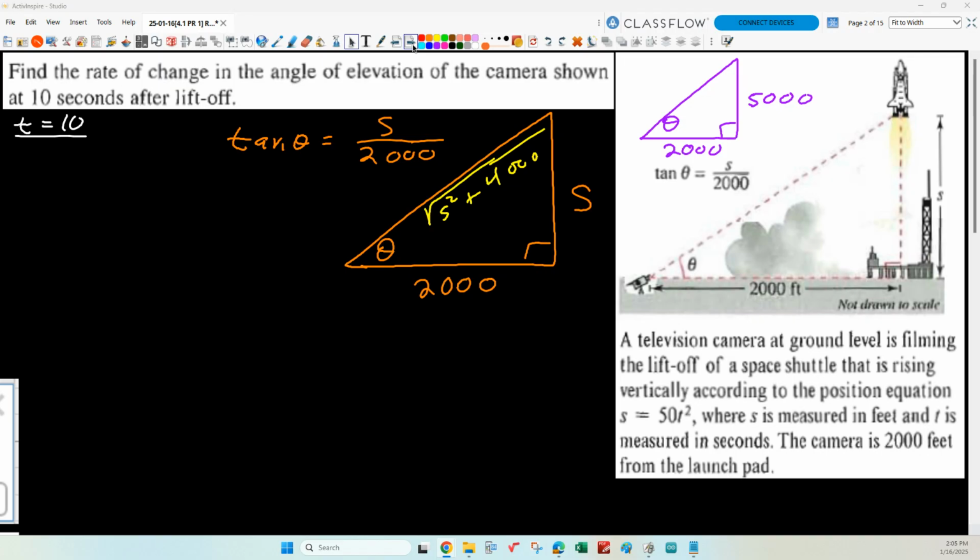Anyway, what do we know, and what are we trying to find? They tell us t is 10. We're trying to find theta dot. Theta dot is the missing piece that we're trying to find, so let's write that down. That's what we're trying to find.